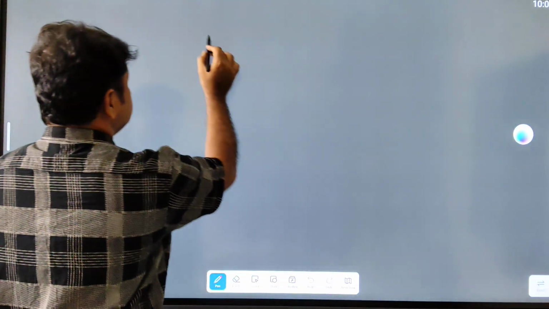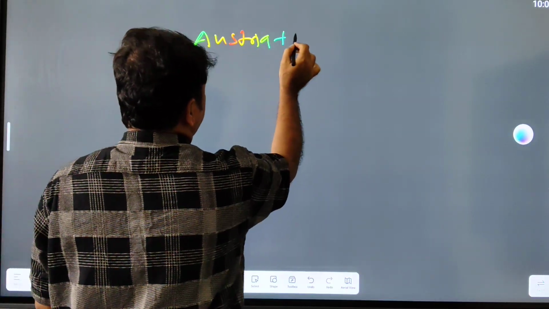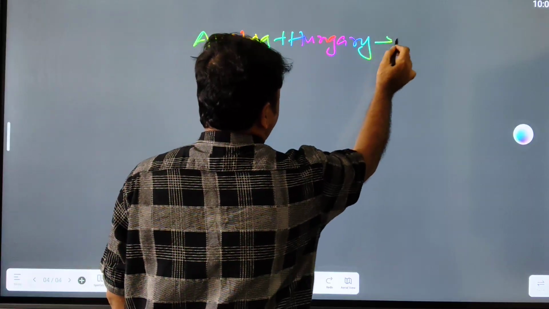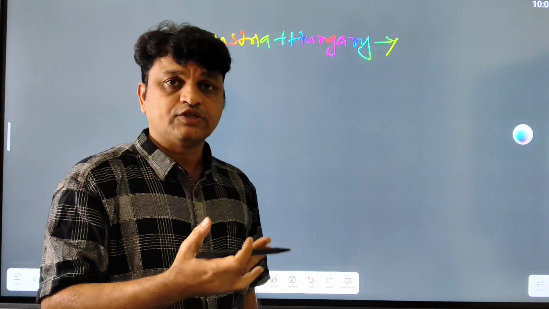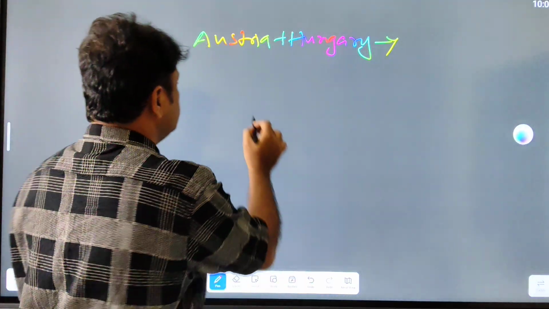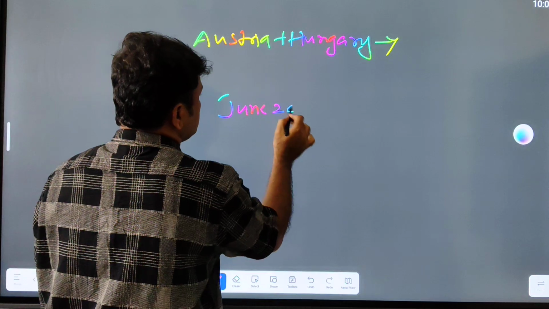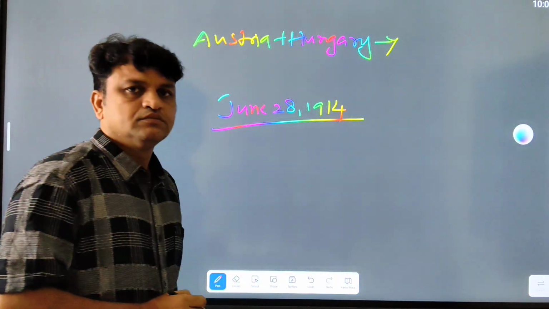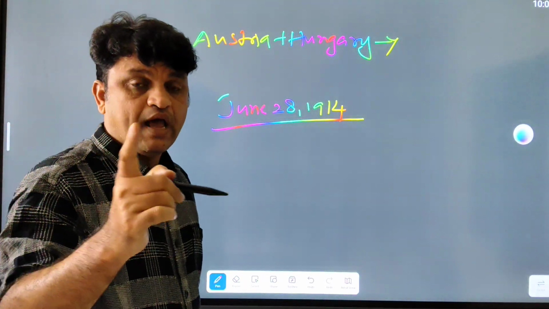So now this Austria and Hungary has given... the Archduke Ferdinand killed by a Serbian on June 28, 1914. Okay. Then Austria has given warned.